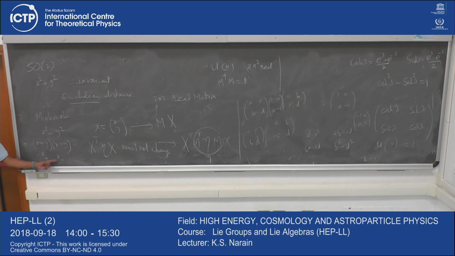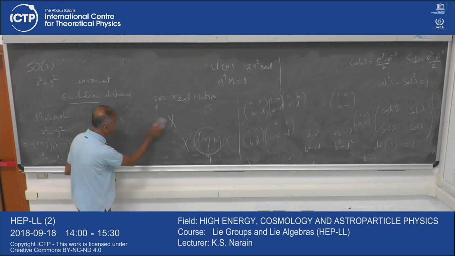Now I want this to be invariant. How can I make it invariant? I can scale x plus by e to the lambda, then I have to scale x minus by e to the minus lambda. That's what it is. And indeed, you can see this explicitly if I look at that transformation.